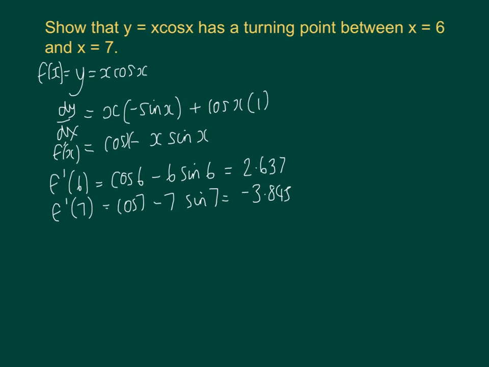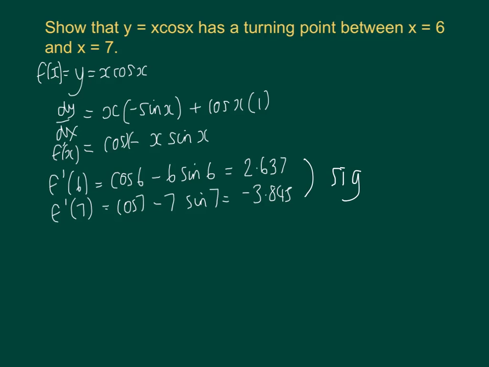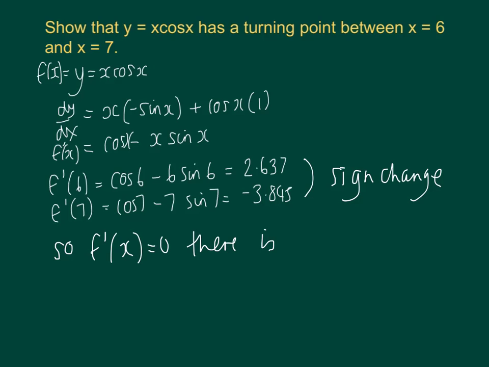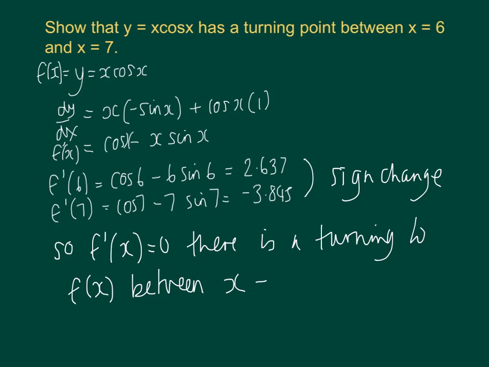Okay, so obviously here we've got a sign change again. So as we've got a sign change, we know that f dashed of x equals 0. There is a turning point to f of x between x equals 6 and x equals 7.